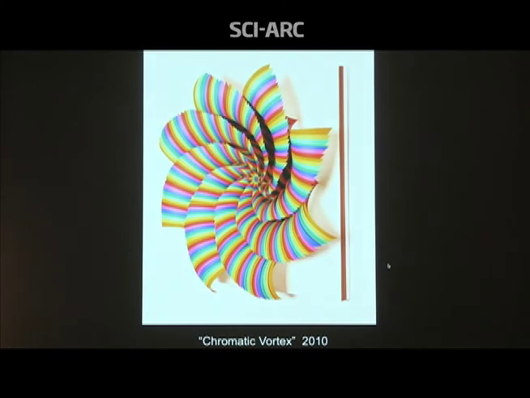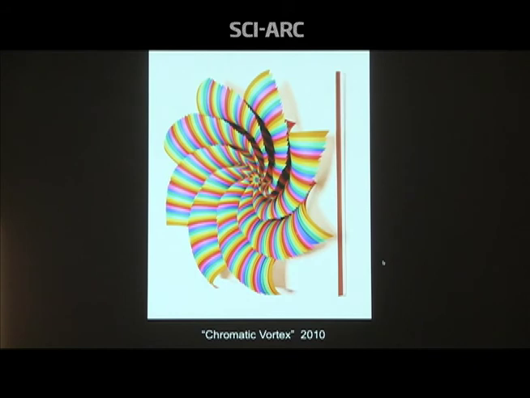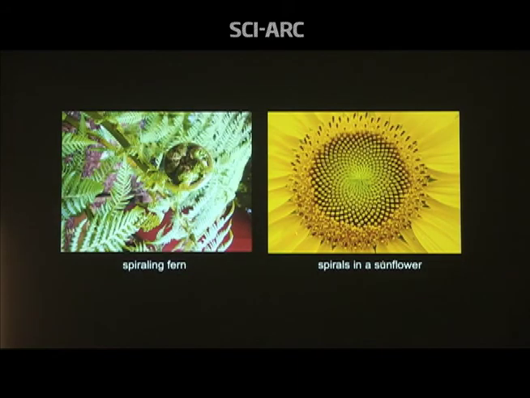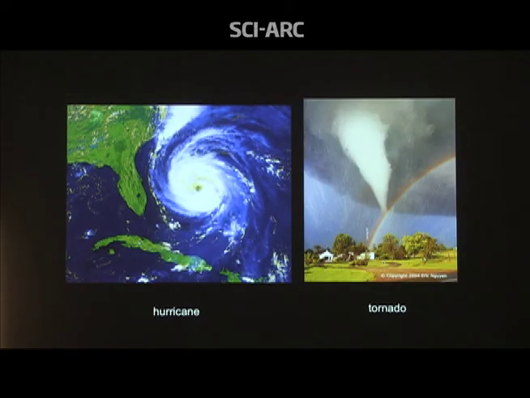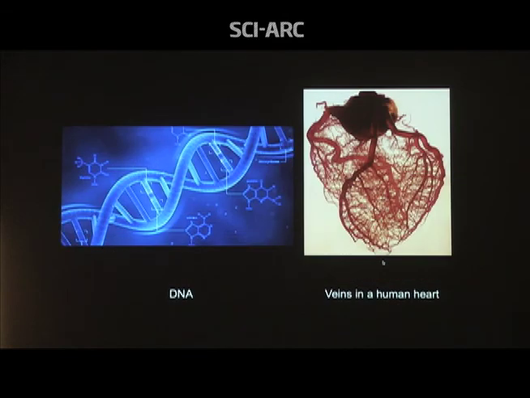So this is another one of my paper sculptures, Chromatic Vortex. And this sort of has the pattern you see everywhere in nature inside of it, just kind of emulating what I see. So many living things in nature have similar shapes: seashells, the tail of a seahorse, flowers, plants, spiraling wind of hurricanes, tornadoes, galaxies, even DNA in the veins of a human heart.